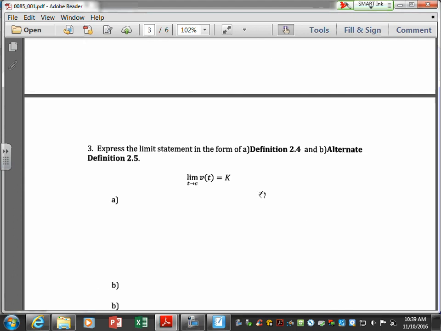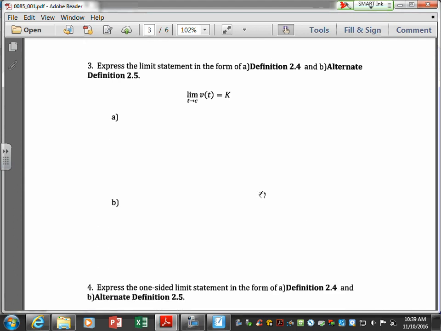All right, so let's now convert over. I give you a limit in that form. We're used to seeing it as the limit of f of x, but it doesn't matter. V of t is still a function. As t approaches c, the limit L is k. I'm going to let you take a few minutes to try to rewrite part a in definition 2.4 with the new variables, and also the alternate definition in 2.5 for this particular example.